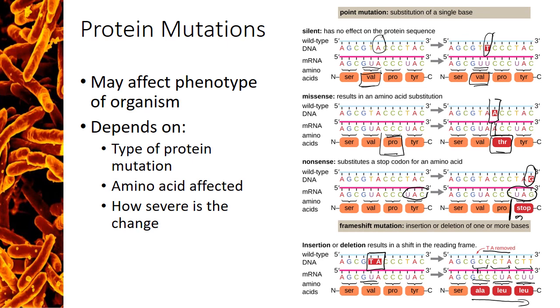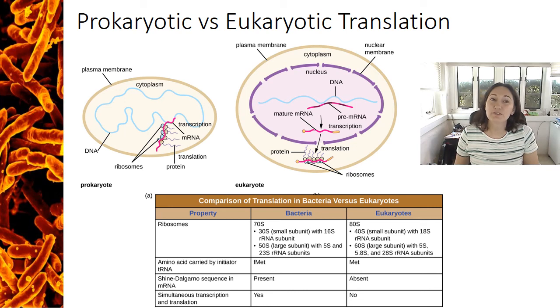We've discussed a few of the differences between prokaryotic and eukaryotic gene expression, including the slight differences in the ribosomes, with 70S ribosomes being in prokaryotic cells and 80S ribosomes being in eukaryotic cells, and some of the differences in translation initiation.